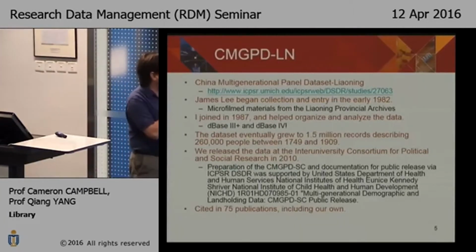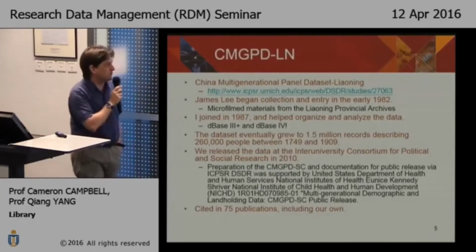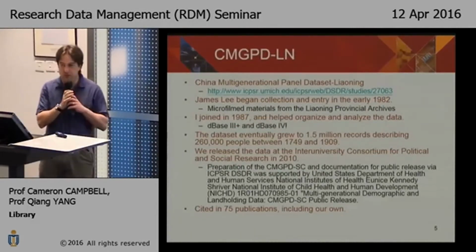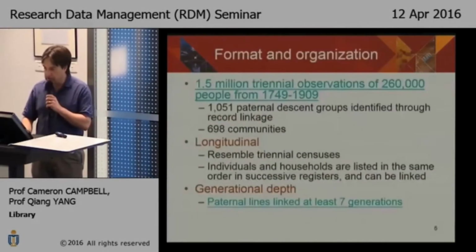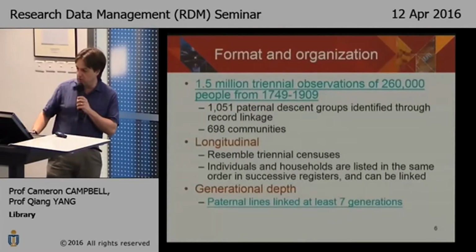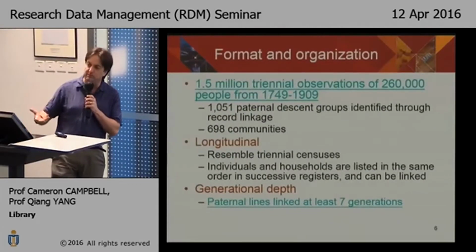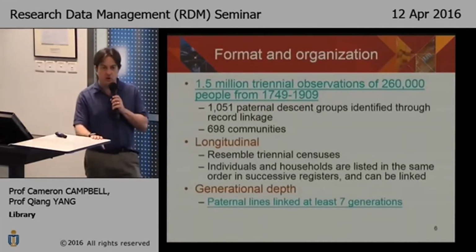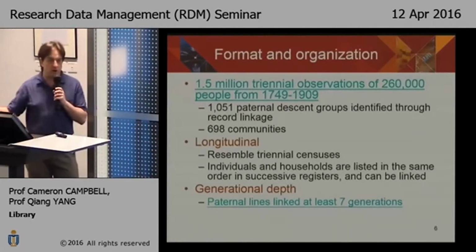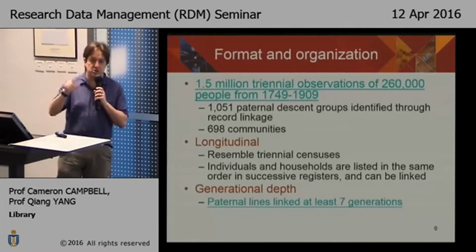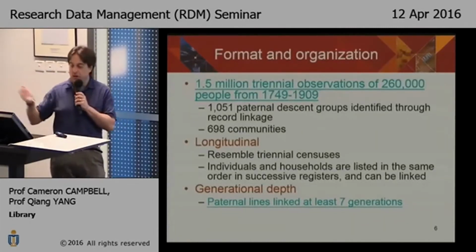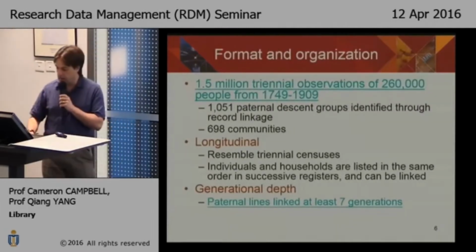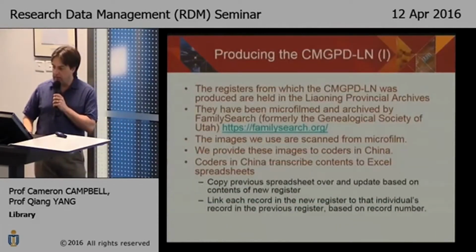And we grew the data set to about 1.5 million records with about 260,000 people, and we released it. So this is remarkably complex data in the sense that it follows individuals over time. You can imagine having snapshots of people every 3 years, actually over a 150-year period. We can also follow families.